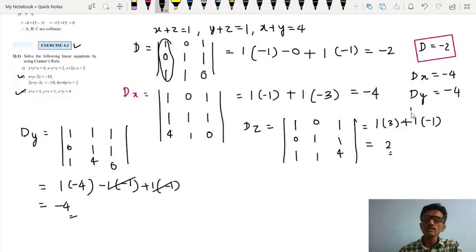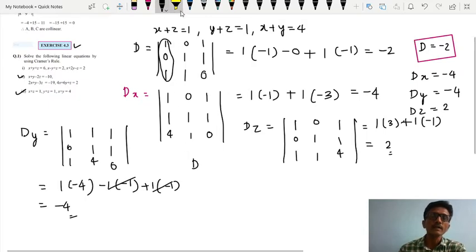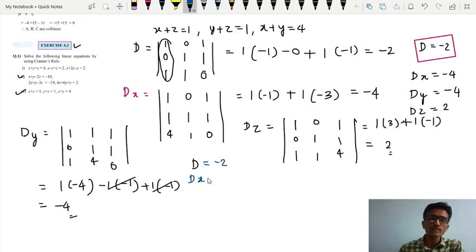So dz is equal to what? 2. We are getting dz equals 2. So thus we are getting d is equal to what? Listen here, d is equal to minus 2. dx, what is dx? Minus 4. dy is what? Minus 4. And dz is equal to 2.